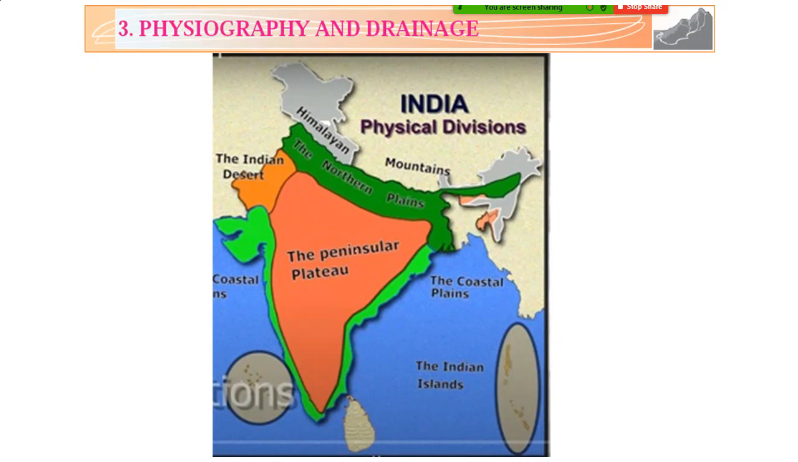There are 5 physical divisions of India as seen on the map. They are the Himalayas, the North Indian Plains, the Peninsular Plateau, the coastal plains, and the group of islands which are a part of the Indian mainland.